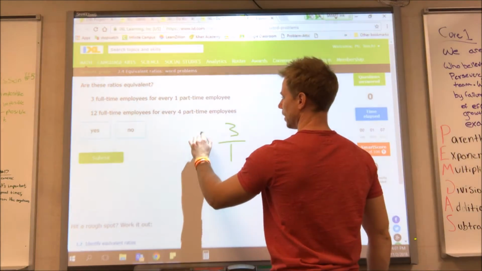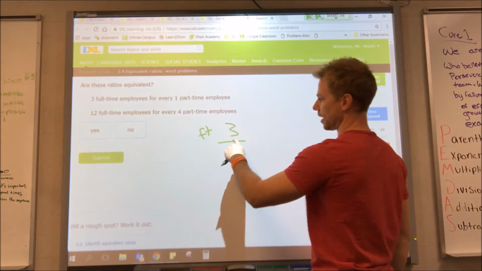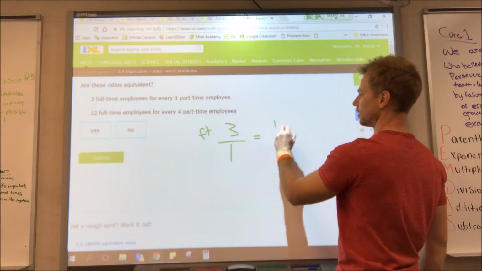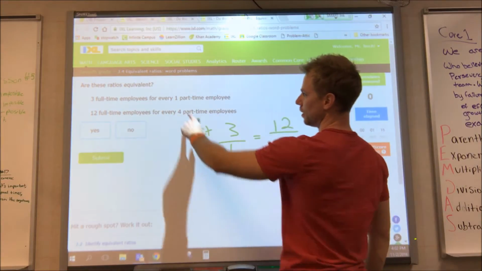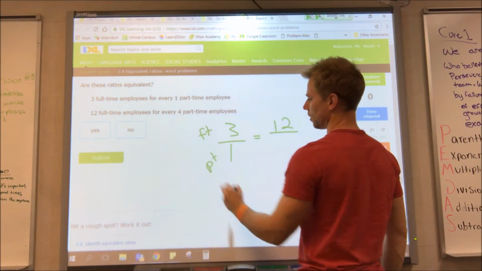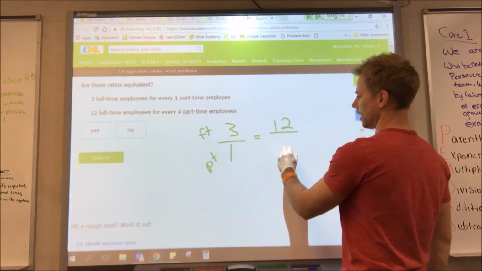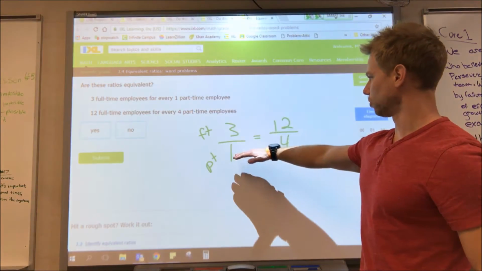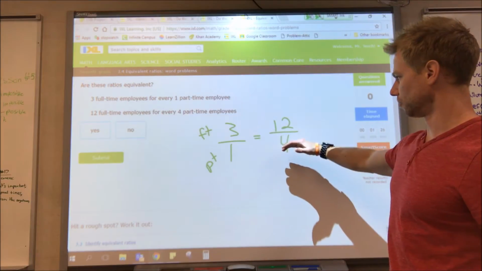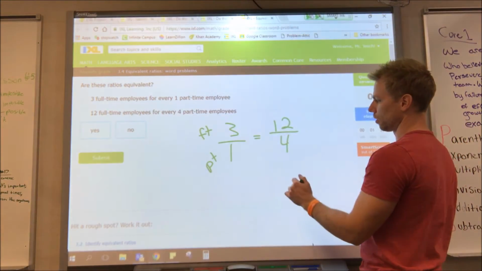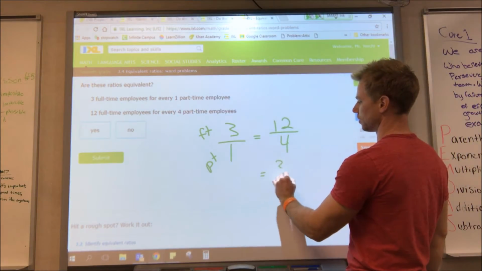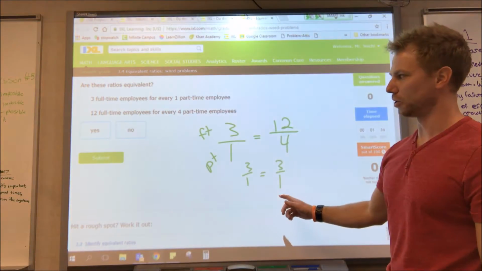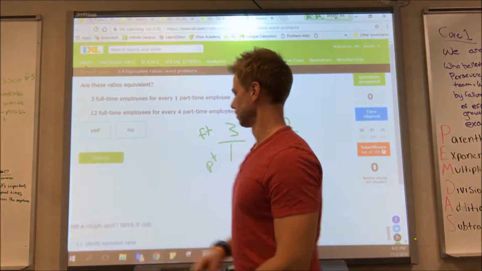The first time I put full-time on the top, so I have to keep full-time on the top on the right side. So I have to put 12 on the top. I put part-time on the bottom, so I have to put part-time on the bottom on the right side as well. So I have 3 over 1 and 12 over 4. Now 12 over 4 actually reduces to 3 over 1. So both sides reduce to the same ratio. So yes.